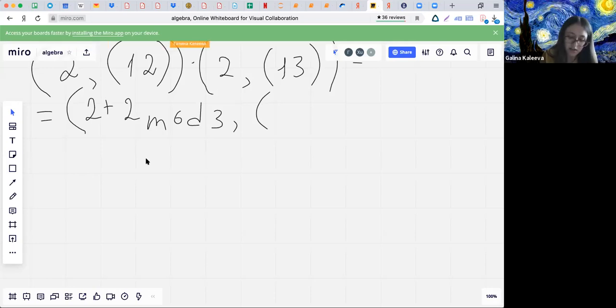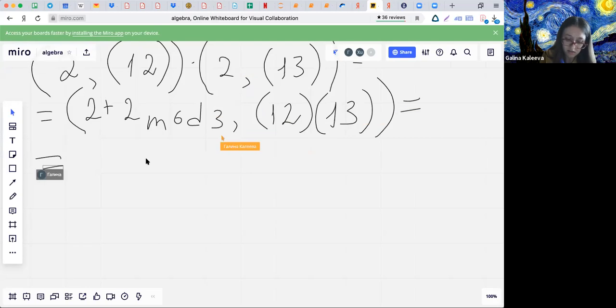So here I add 2 and 2 in Z3, so this is 2 plus 2 modulo 3. And here I multiply 2 transpositions in S3. Okay? And I have 1.